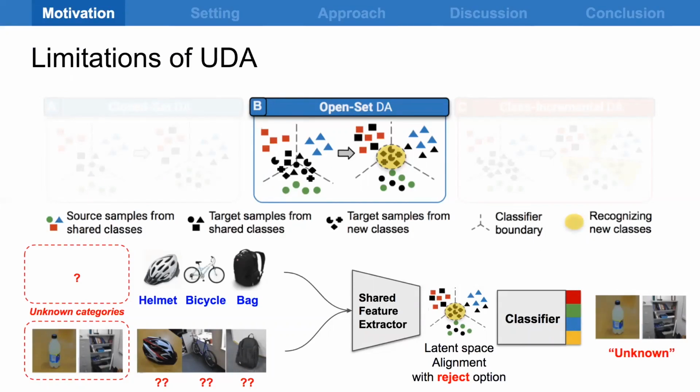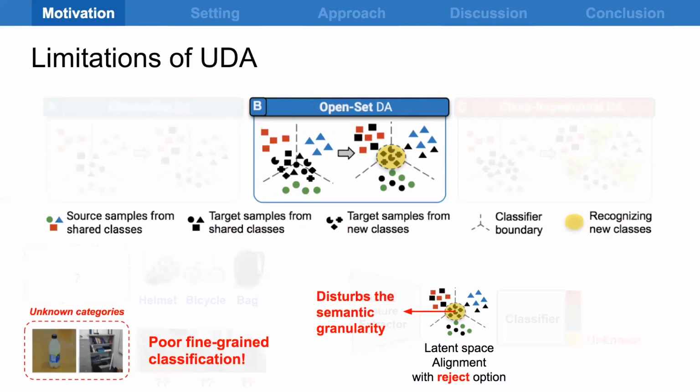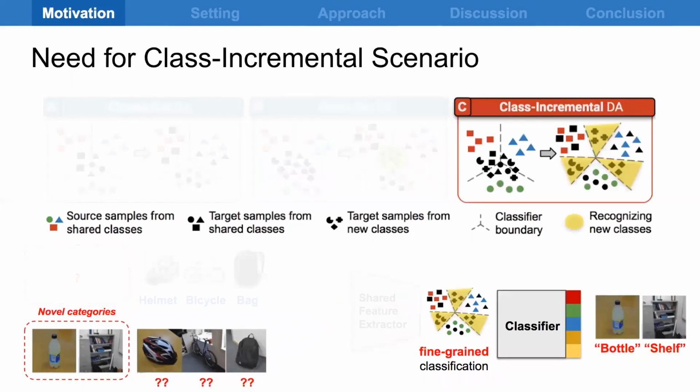Note that the target samples with diverse semantic content are clustered into a single unknown class. This process disturbs the semantic granularity of the latent space, and the model is unable to perform a fine-grained recognition among such samples. Therefore, while the model detects these samples as unknown instances, it cannot be upgraded further to recognize novel classes. We argue that the model must also recognize these new target categories to improve its generalizability over the target domain. For example, here the model should recognize the bottle and the bookshelf as separate categories rather than discarding them as unknown. Such a model will have more practical use cases.